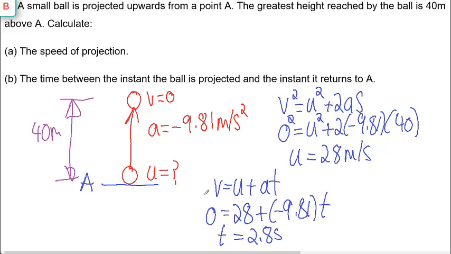Now we know this is the time taken to go up, so multiply by 2 to get the time that goes up and down. Multiply that by 2, we get a value of 5.6 seconds.